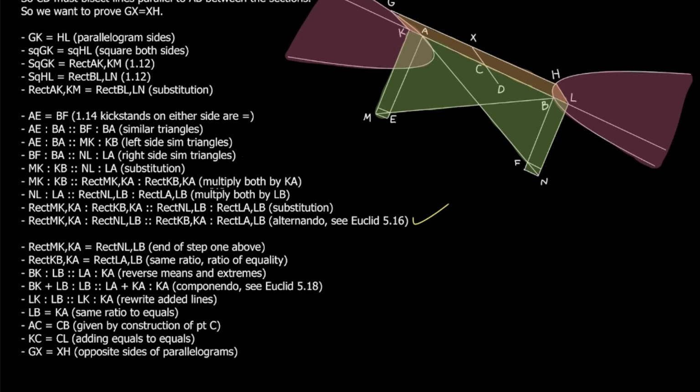Okay, now part 3. We're going to bring down this earlier result. That's why I ended it there. And I'll just rewrite it as MKKA is equal to NLLB. It's the same thing, I've just rearranged the lines because it's how it's written in the book.